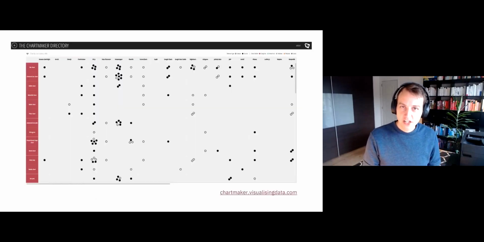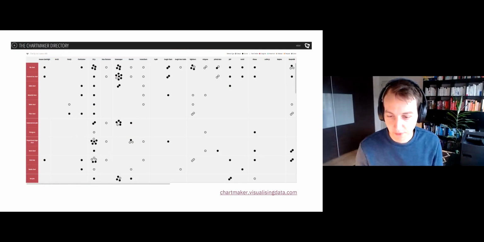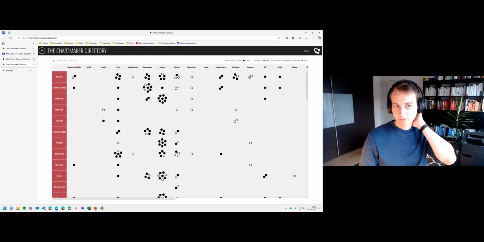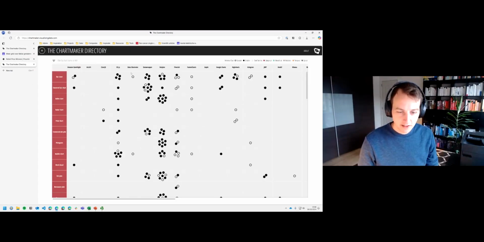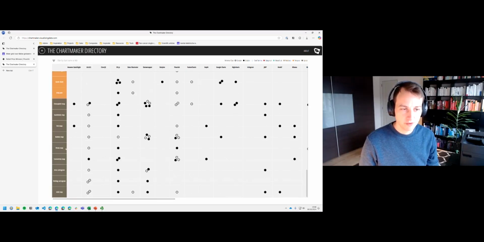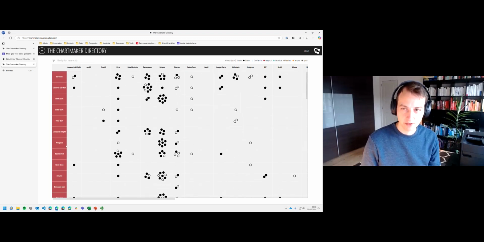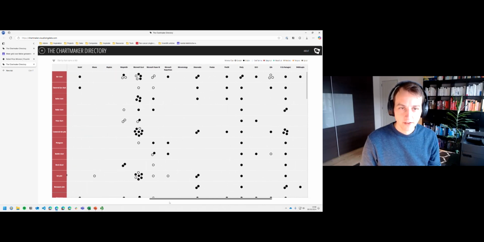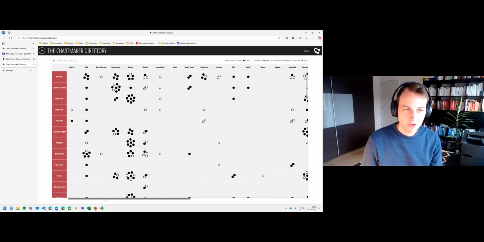And then, especially if you're interested about tools, you should check out the Chartmaker directory. If you go to the Chartmaker directory, let's have a look how it looks like. It's like a big matrix. Every row is a chart type. So you can scroll down if you want. The colors tell us something about the categories again, and every column is a tool. So you can use this in 2 different ways.